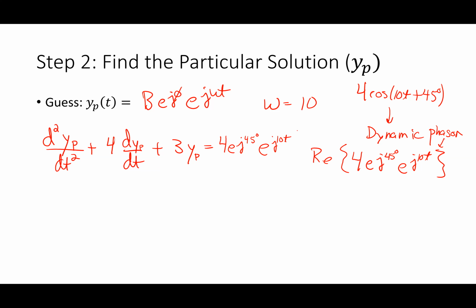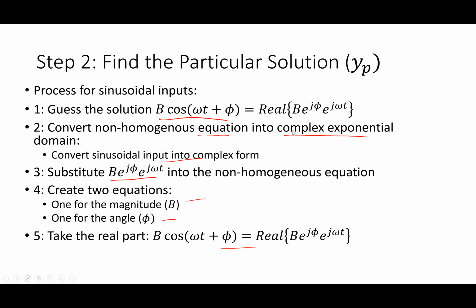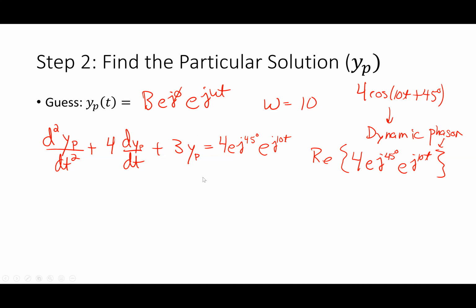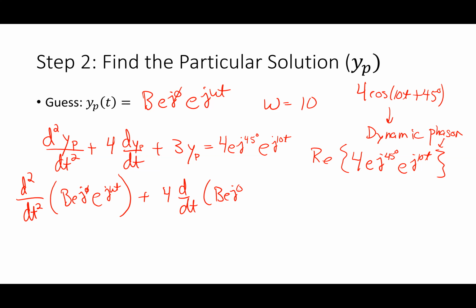Okay. Now, my third step here, I substitute in b e to the j phi e to the j omega t. When I do that, I get the second derivative of b e to the j phi e to the j omega t plus 4 times the first derivative of b e to the j phi e to the j omega t plus 3 times b e to the j phi e to the j omega t, all equal to 4 e to the j 45 degrees e to the j omega t.